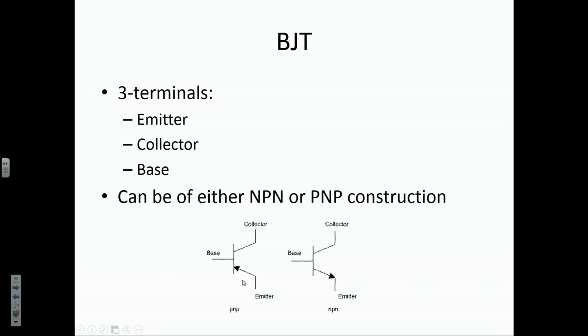Okay, so let's talk about the BJT, the bipolar junction transistor. It has 3 terminals. It's basically the one that we've been talking about, where it's got base, collector, and emitter. And it can be either of NPN or PNP construction, and you'll see with the PNP you get your arrow for current flow pointing that way, and with your NPN your arrow for current flow pointing that way.